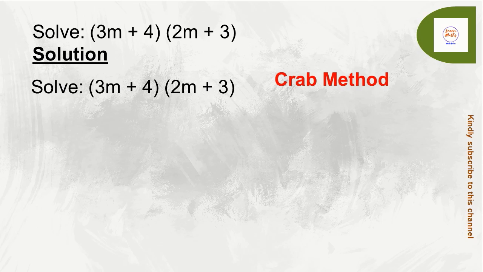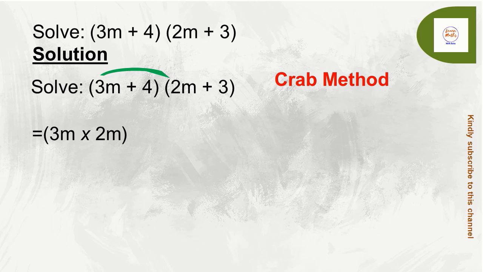I'm going to start with the crab method. Now the crab method, like the name, like the animal crab, is just like reaching out to different parts of the other bracket. So we'll understand by the time we start using the crab method to solve the equation. We start by multiplying 3m and 2m to have 3m times 2m.